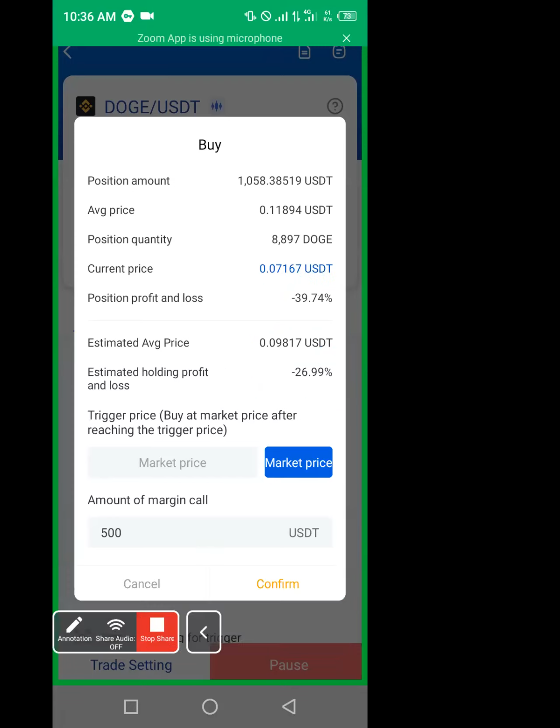Hoping we are done with that. If you want to proceed, then you can confirm. If you don't want to proceed, then you cancel and then continue.